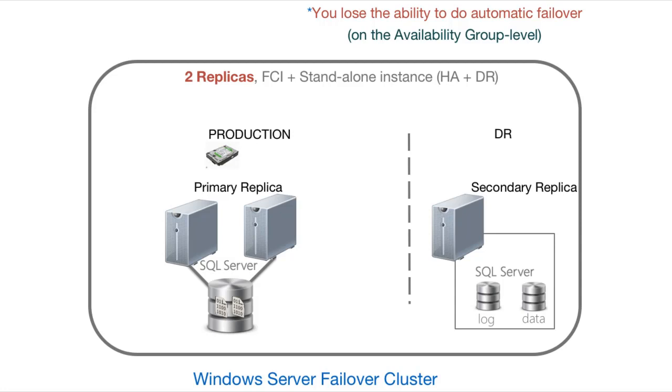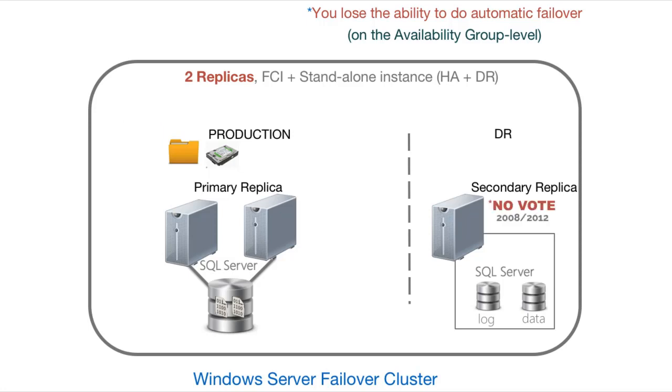I can use a disk witness as an extra vote. Why? Because I'm using a failover clustered instance and I already have a shared disk that I can work with. I might as well make the most out of it. But you can still use a node or a file share. That's totally up to you. But I like the idea of maximizing the available resources that I already have.